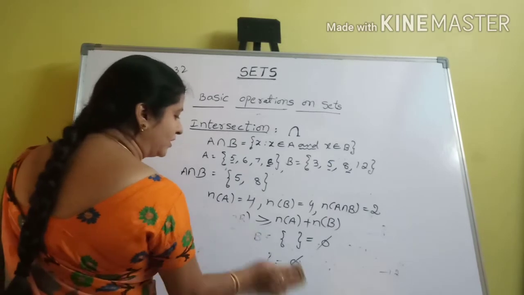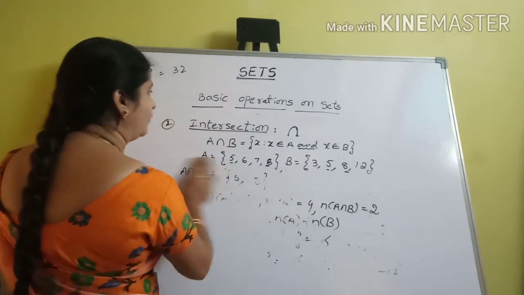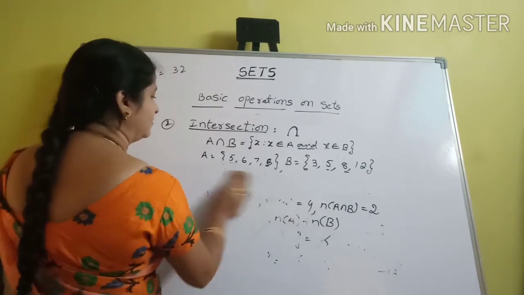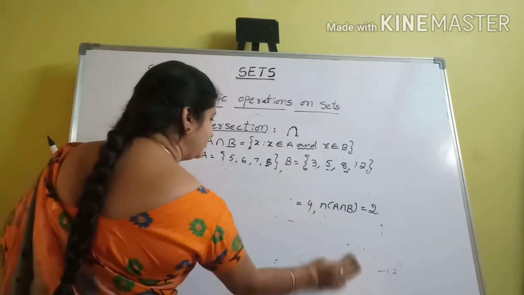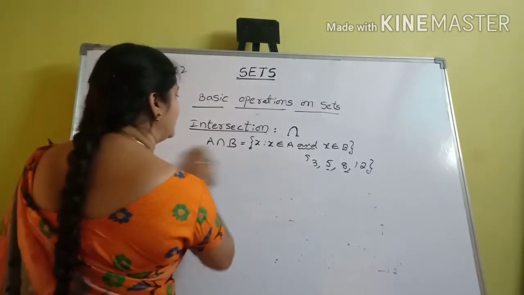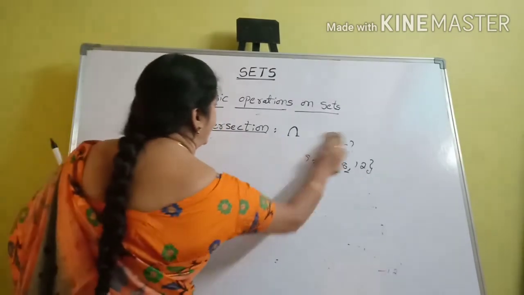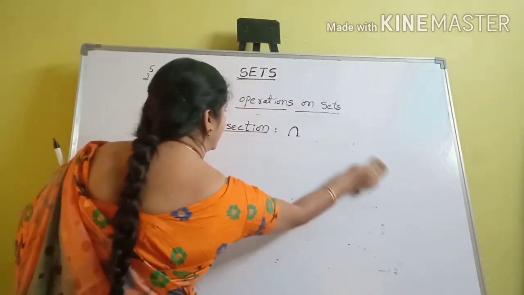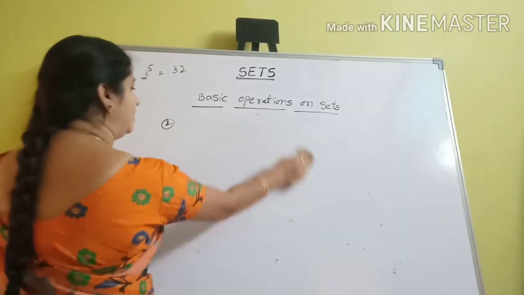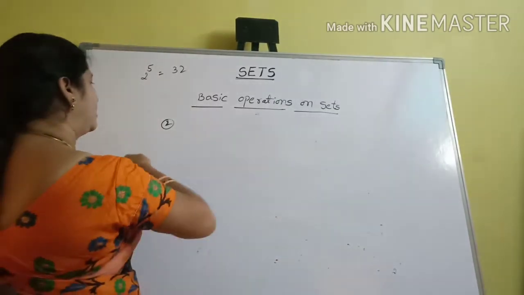Next we will go to the third one, that is difference of sets. Difference means you have to take A minus B or B minus A. Those are called difference of sets. A minus B or B minus A.